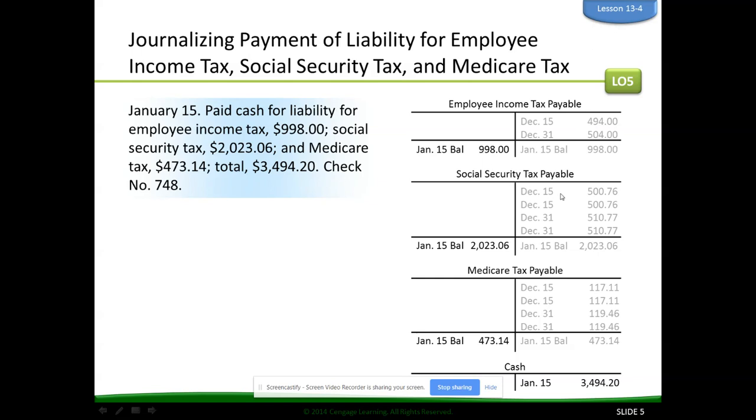We have Social Security tax payable. We have the employee and employer's contribution, so we have to add all of those up, and then we're paying that. And then Medicare, same thing. We've got 2 transactions for each one, the employer and the employee contributions. And then we add those 4 up and we're paying that. And then when we add these 3 debits, it equals the one cash credit.